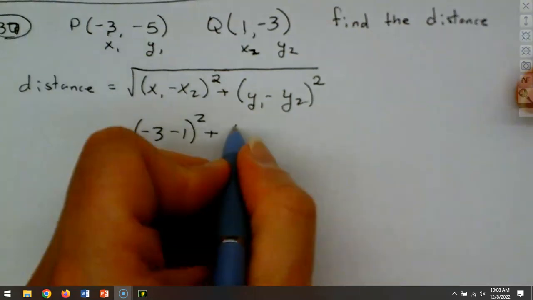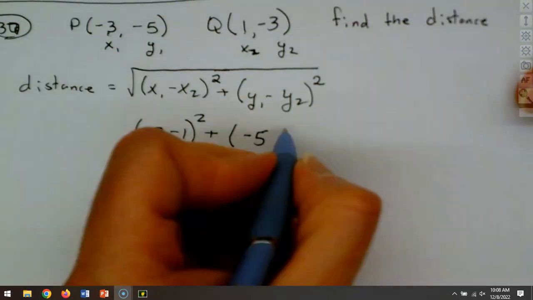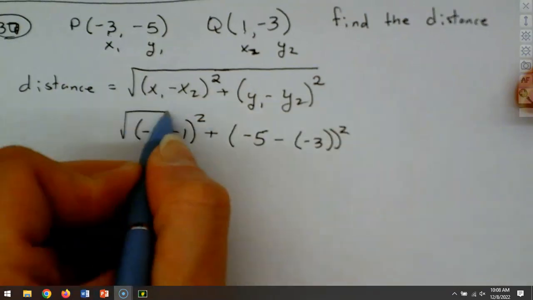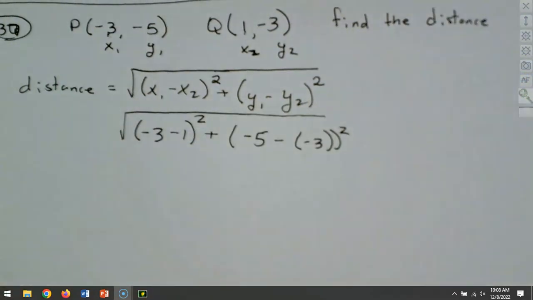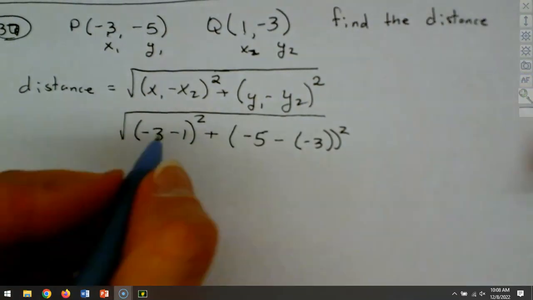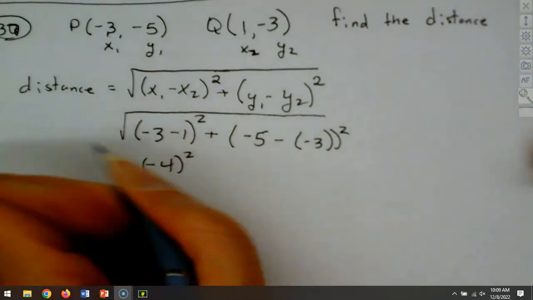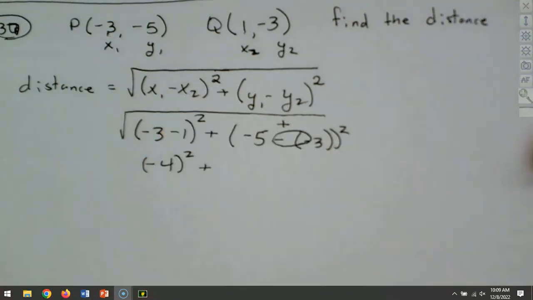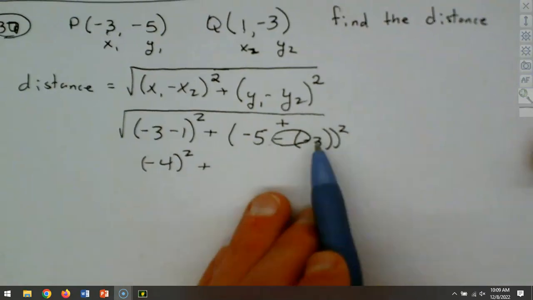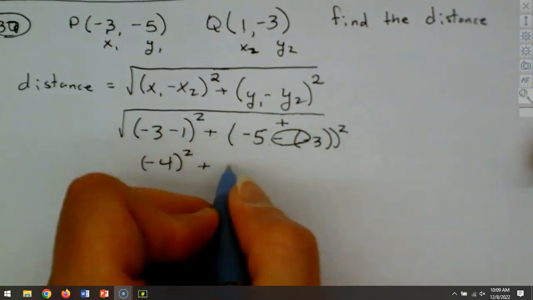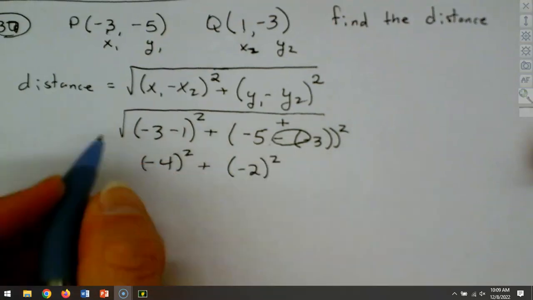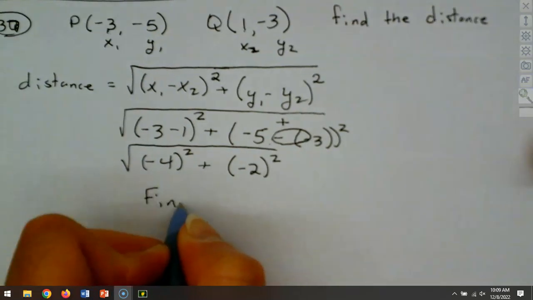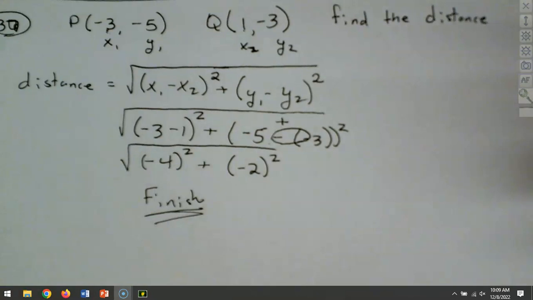Then we've got our y's, which is minus 5. Watch out for double negative, minus a minus 3. Minus 3 minus 1, that makes it a minus 4 squared. Double negative makes this a positive, and we've got minus 5 plus 3. So minus 5 plus 3, that makes it a minus 2 squared. I think you can finish it from there, can't you?